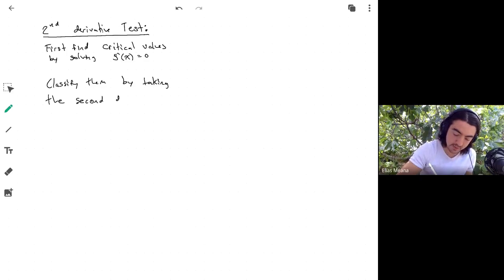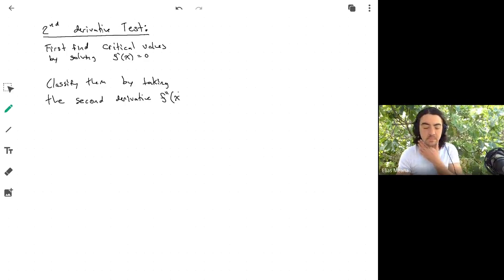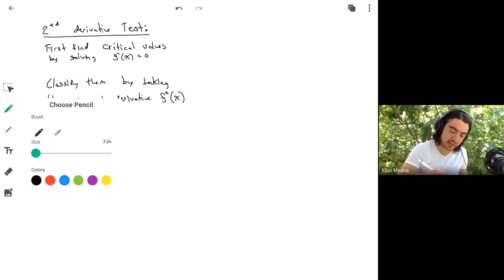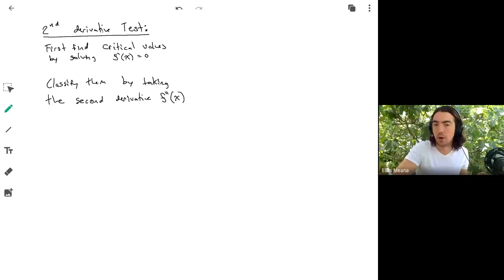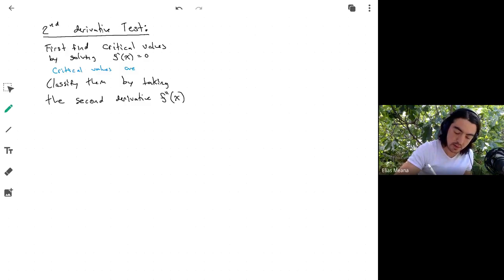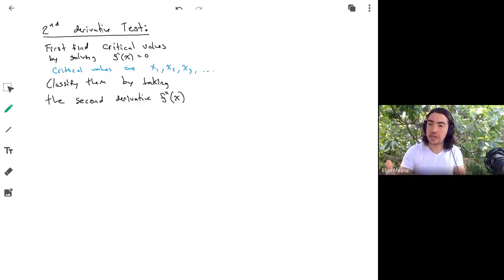All right, so in this case, I'm going to use prime notation. So we're going to say f double prime of x. Okay, and let's say for the sake of this description that our critical values are called x1, x2, x3, so on and so forth. Okay, and we're going to try and classify each one of these critical values using the second derivative.